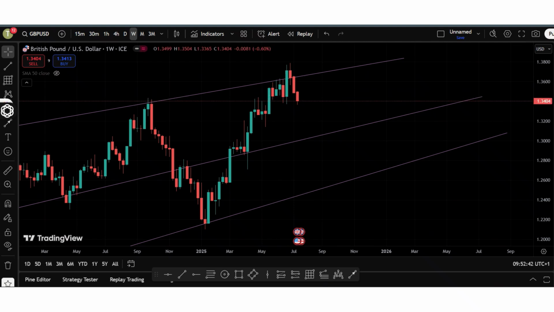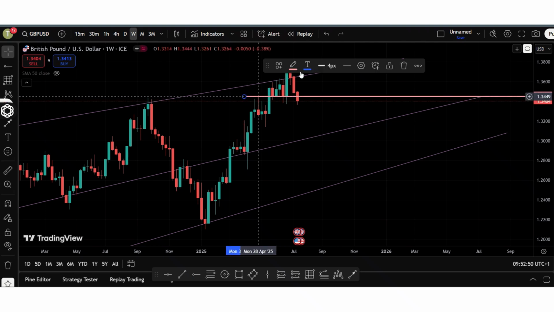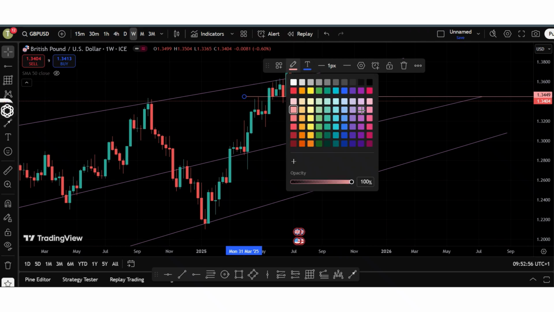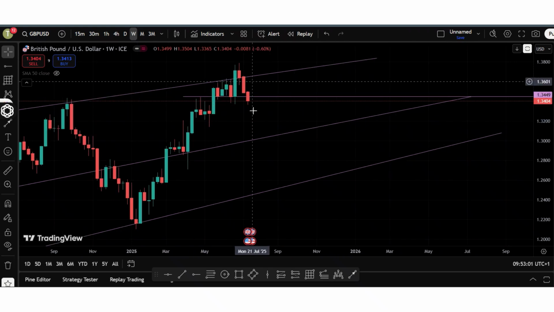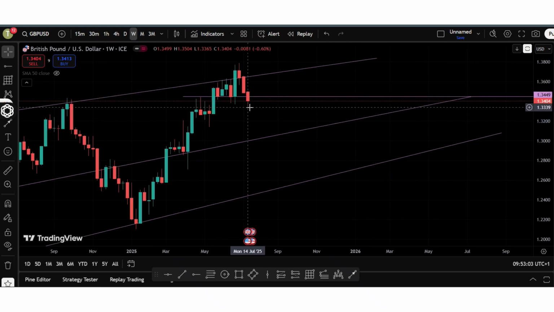How do you know that the weekly storyline has started? You come here, you draw this is your support. So this is a support line. Close below the support line.